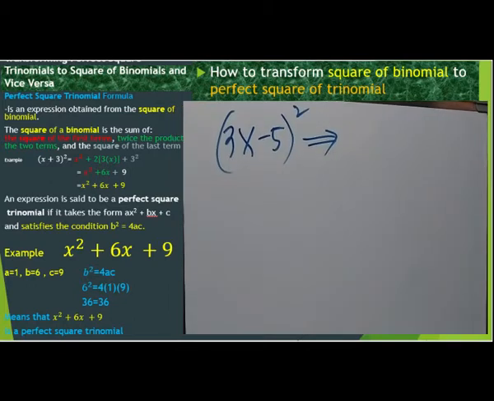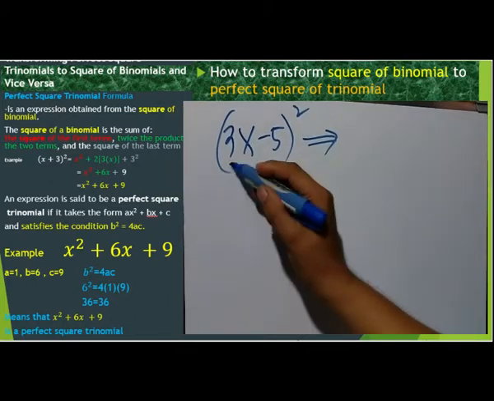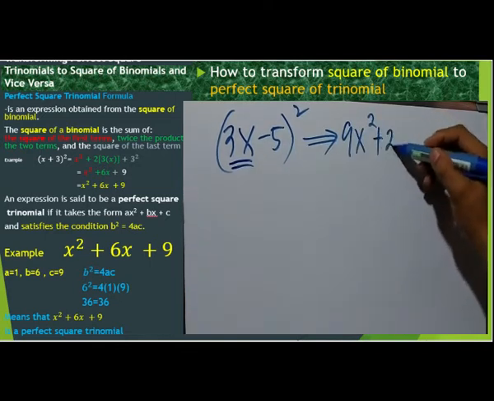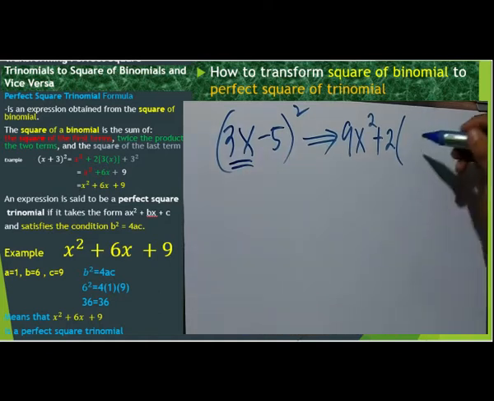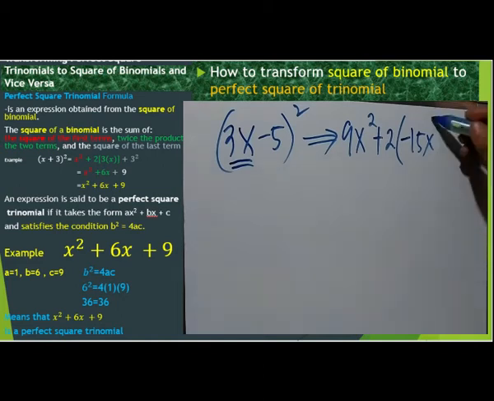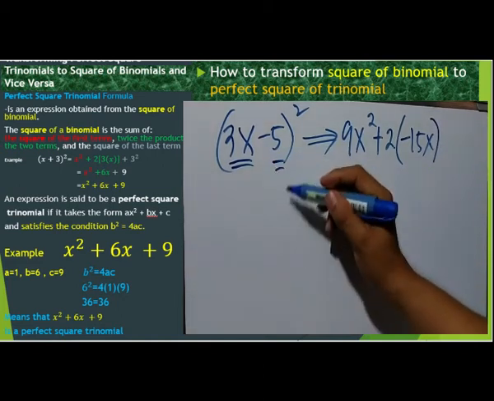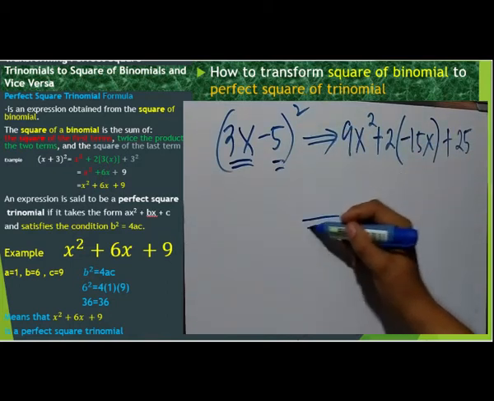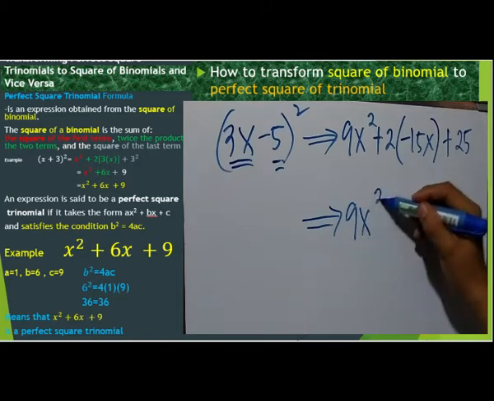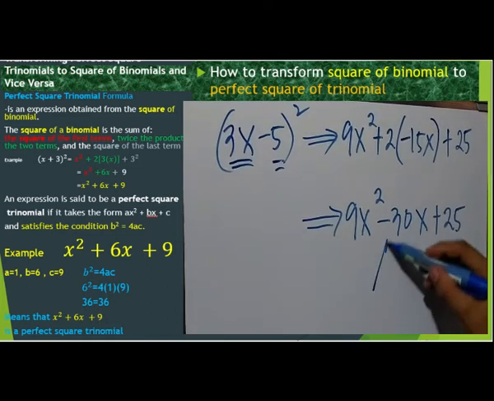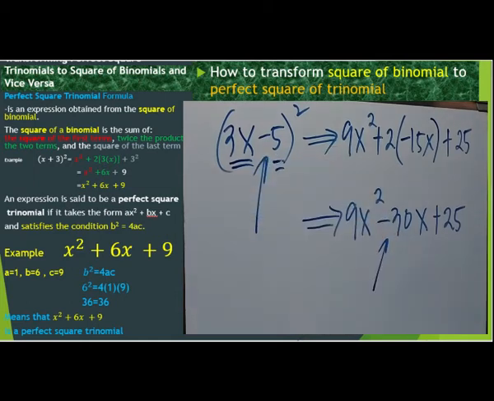We have the square of the quantity 3x minus 5. The square of the first term is 9x squared plus twice the product of the first and the second, that is negative 15x. That is 3x times negative 5, that's negative 15x. Then plus the square of the second term. Negative 5 squared is positive 25. Therefore, we have 9x squared minus 30x plus 25. So you have to take note of this, just to double check.